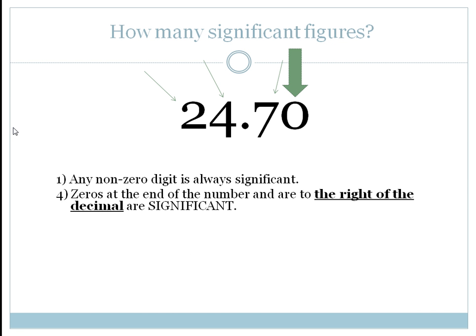If we look at rule 4, it says that the 0 has to be at the end and to the right of the decimal. So here's my decimal, and the 0 is to the right of it. Since the 0 is to the right of the decimal and at the end, it makes it significant. So now I have 4 significant figures.